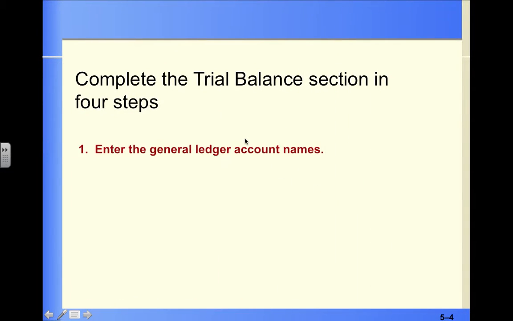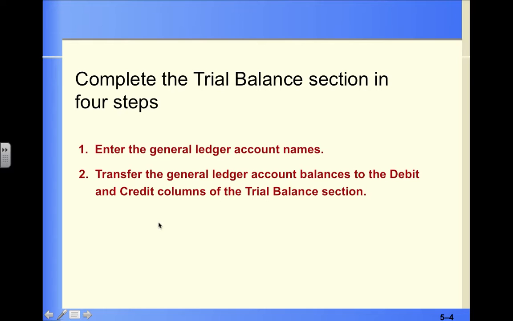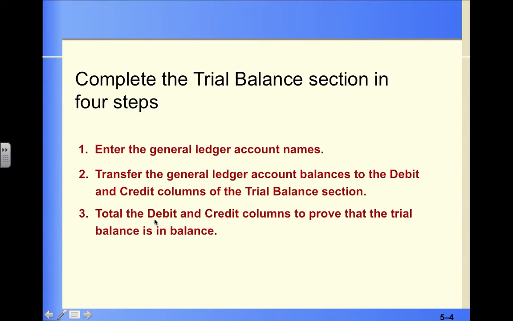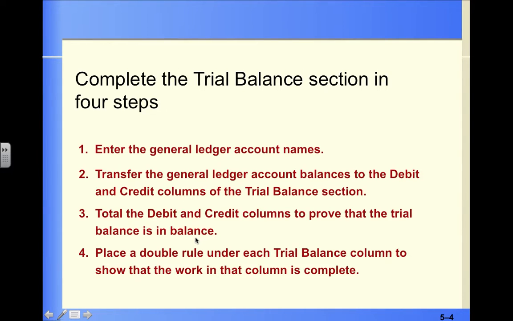Complete the trial balance. We've done this before. You enter the balances from the ledger. You transfer the balances over, and then you prove the debits and credits, that the debits equal the credits. And remember to always double rule.